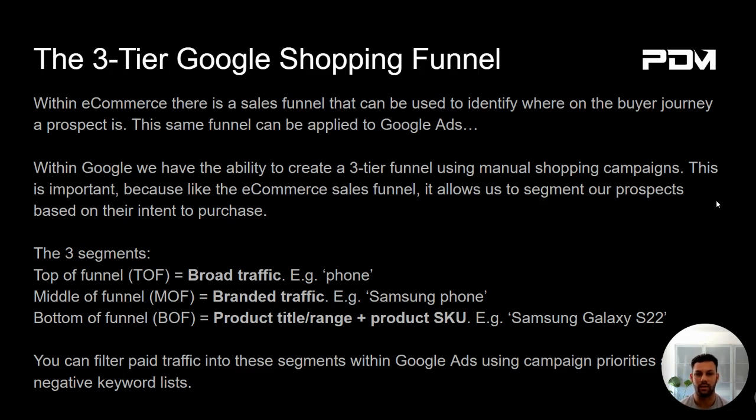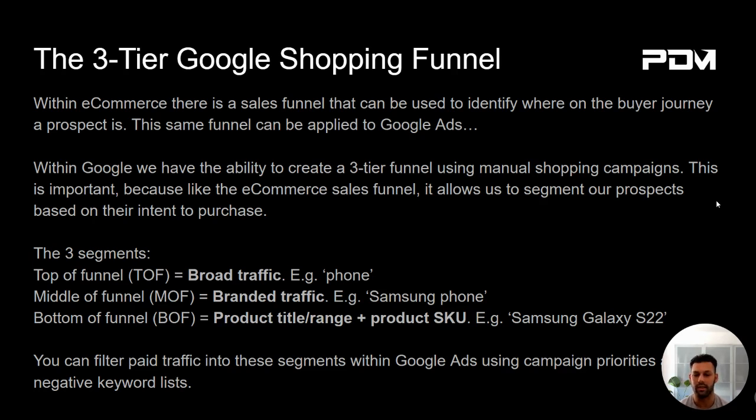So first of all, what is the three-tier Google Shopping funnel? Well, within e-commerce there is a sales funnel that can be used to identify where on the buyer journey a prospect is. This same funnel can be applied to Google Ads. Within Google, we have the ability to create a three-tier funnel using manual shopping campaigns. This is important because, like the e-commerce sales funnel, it allows us to segment our prospects based on their intent to purchase. There are three different segments: the top of funnel, middle of funnel, and bottom of funnel.